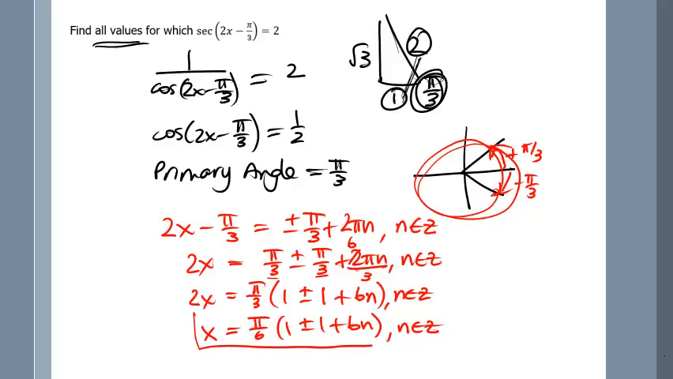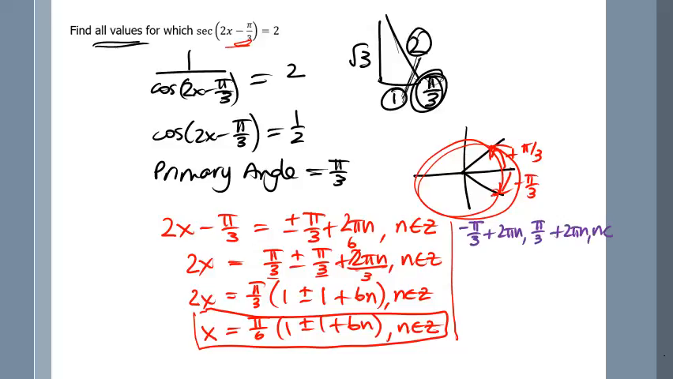Now, it might seem a little bit strange, this solution, because we've got the 1 plus or minus 1, but the reason we have that is because of the translation that occurs with the minus pi on 3. You could have split this up into 2 solutions if you wanted to. So instead of here having plus or minus, we could have had negative pi on 3 plus 2 pi n, and pi on 3 plus 2 pi n, n is an element of Z.